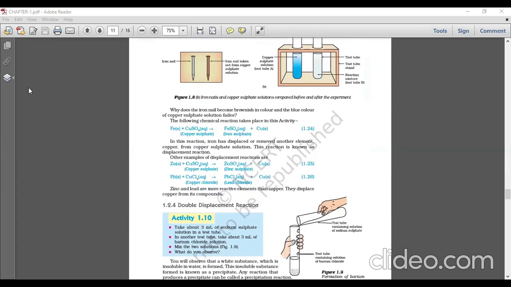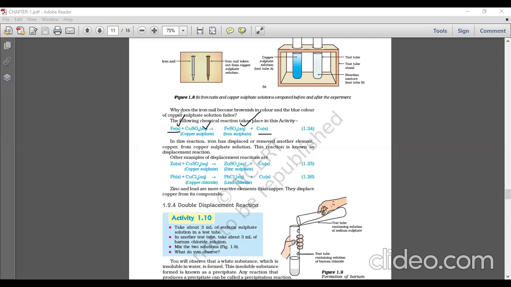Now if you observe, what are we taking in this activity? We are taking iron. Iron is in solid state, and we are adding copper sulfate into the test tube. If you add copper sulfate, it will become copper sulfate solution, that is the reason we write it as aqueous. And then it gives iron sulfate, FeSO4, plus copper.